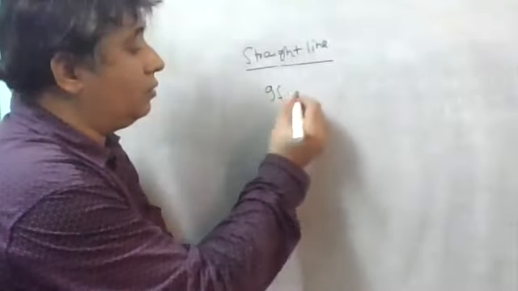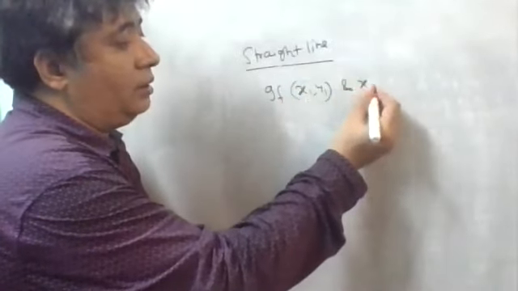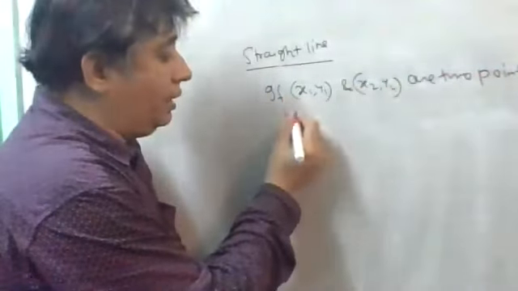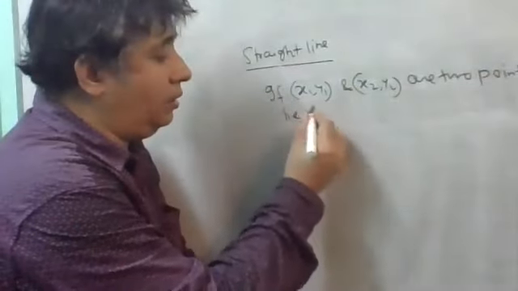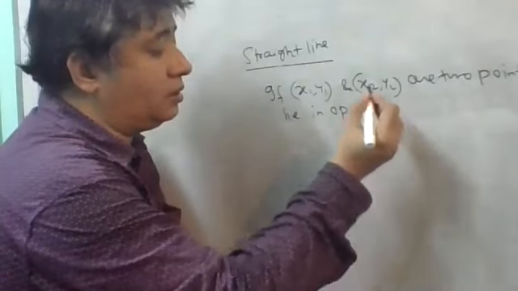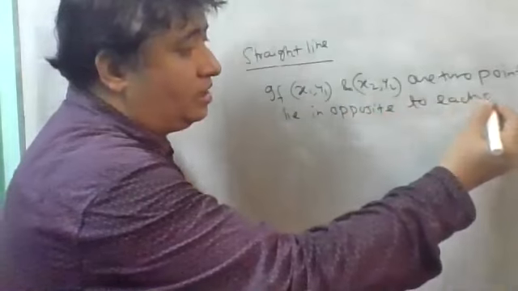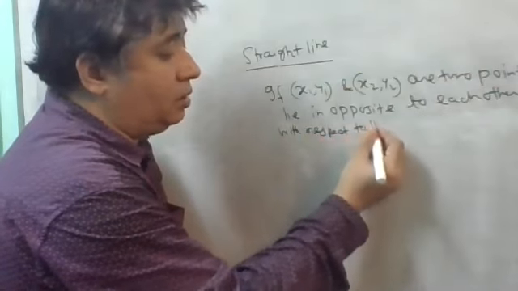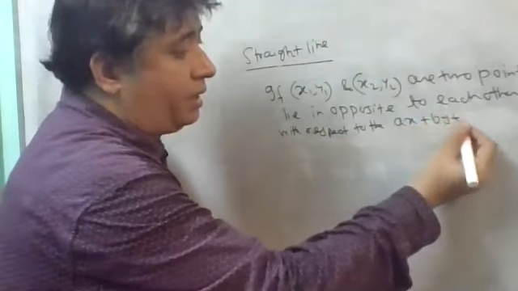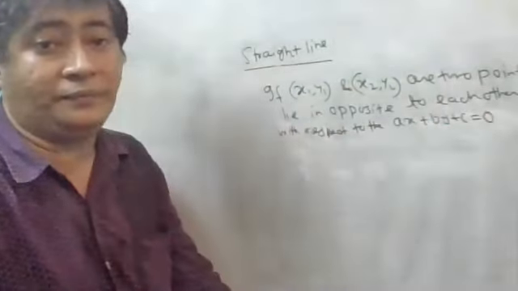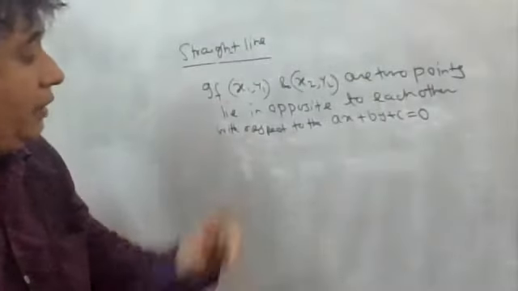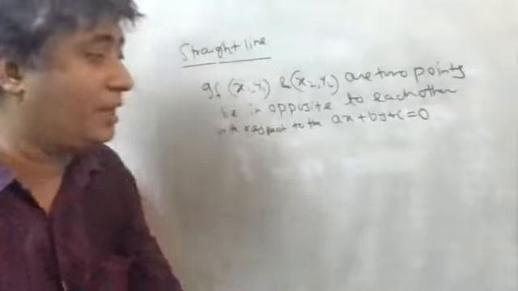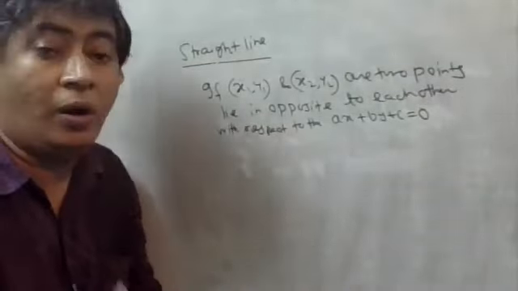If x1, y1 and x2, y2 are two points lying opposite to each other with respect to the linear equation ax plus by plus c is equal to 0, then what condition will hold? Okay, ax plus by plus c is equal to 0.